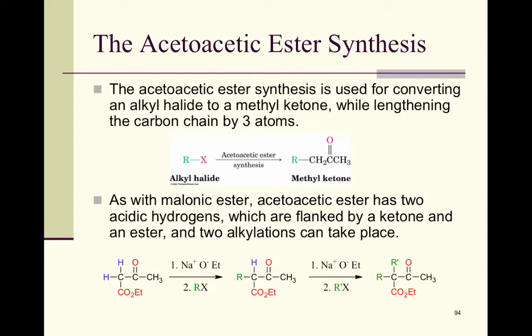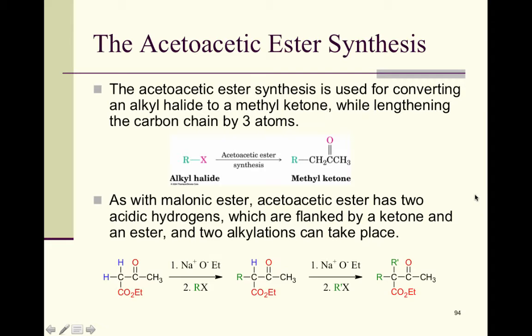The acetoacetic ester synthesis is used for converting an alkyl halide to a methyl ketone, and this lengthens the carbon chain by 3 atoms. So what we have here is similar to when we had the malonic ester synthesis. There's more detail to it, but this is giving us a brief before and after picture. Our alkyl halide, under these conditions, gives us 3 more carbons, 1, 2, 3.